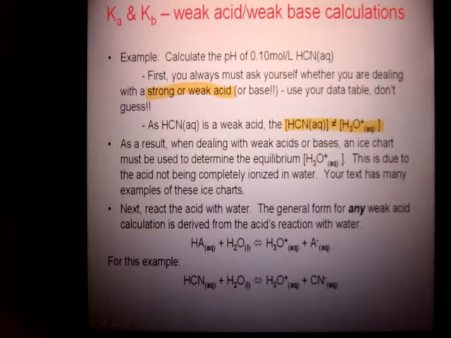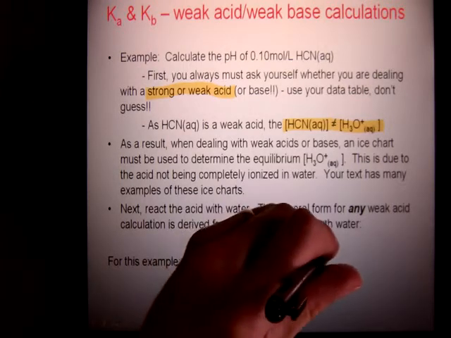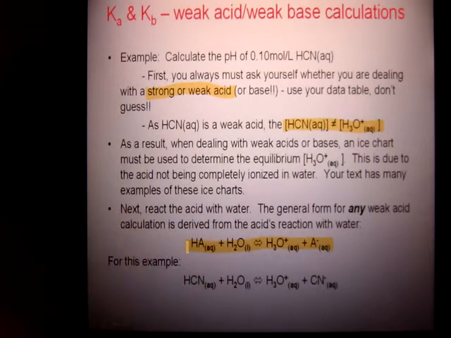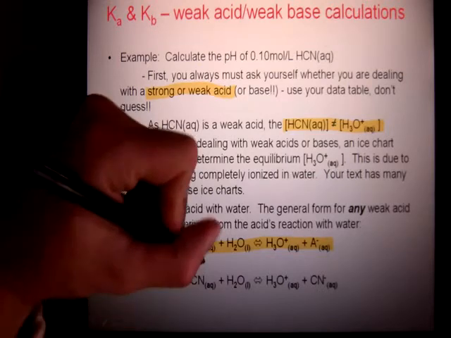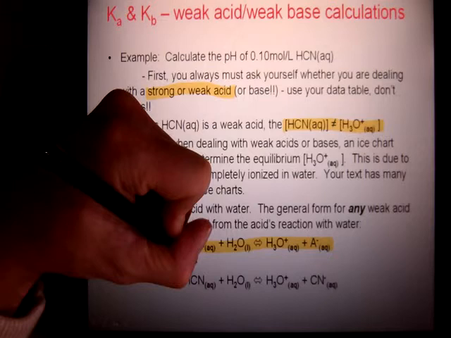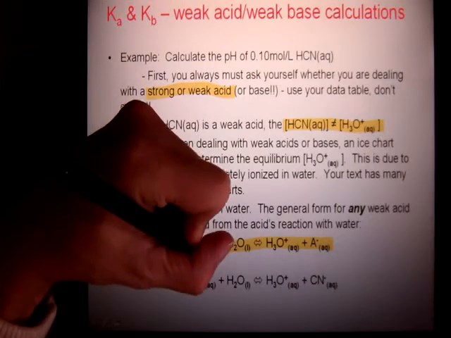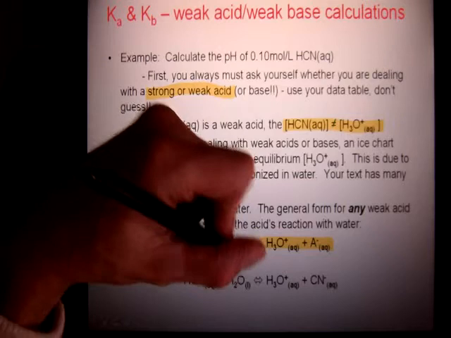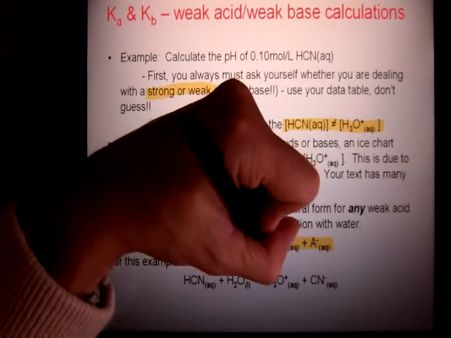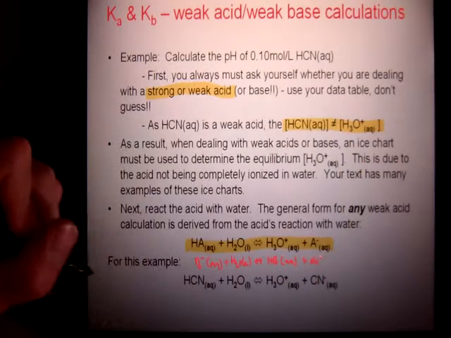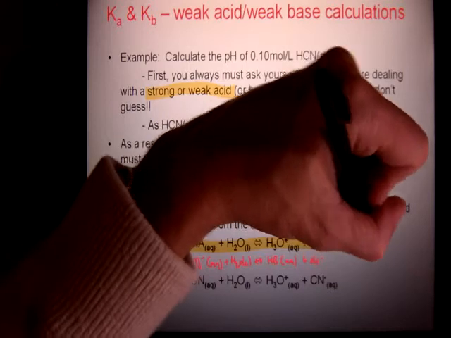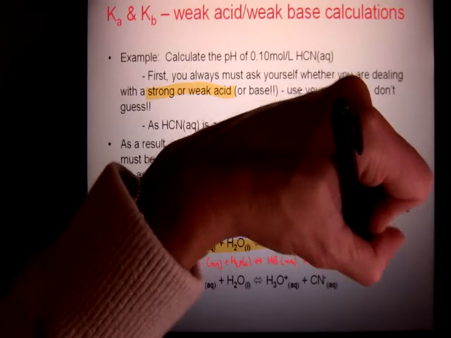Okay, and if I'm going to figure it out, I can figure it out by using an ice chart. When using an ice chart, I want to use a reaction. This would be the generic reaction you could use for any weak acid scenario. For a weak base, it would look very similar. You could have something like this, where it'd be a negative charge plus water produces the conjugate base and hydroxide. You could use that for a weak base. Okay, so weak acid type of reaction, weak base type of reaction.